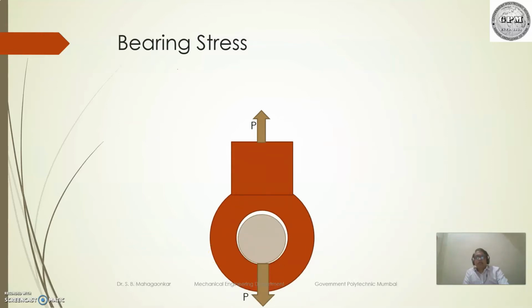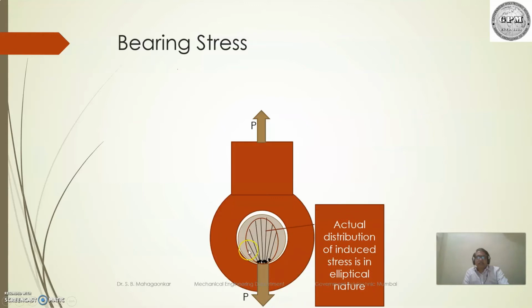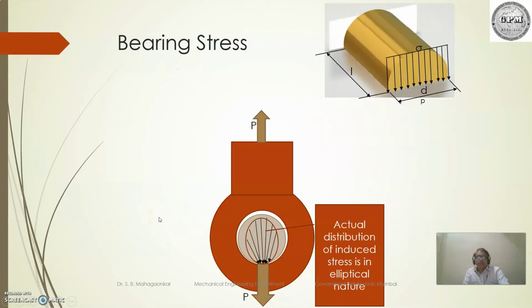So this is a pin, this is an eye, and the pin is there. Since there is contact, contact stress will be there. Usually this is elliptical in nature, you are going to get contact stress. So the actual distribution is like this. With this distribution, it is very difficult to find what the stress is. So that's why we assume that this stress is applied uniformly throughout the cross section.